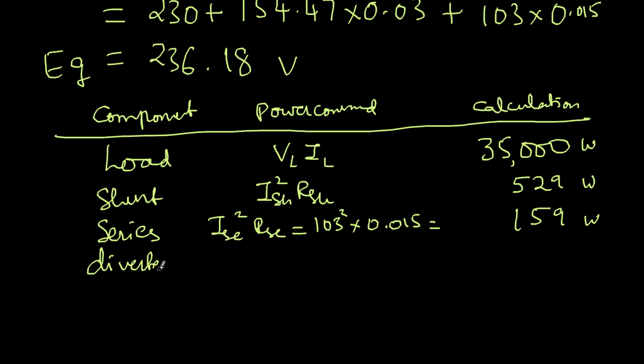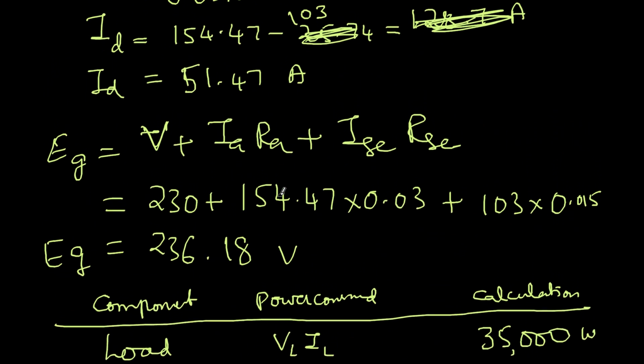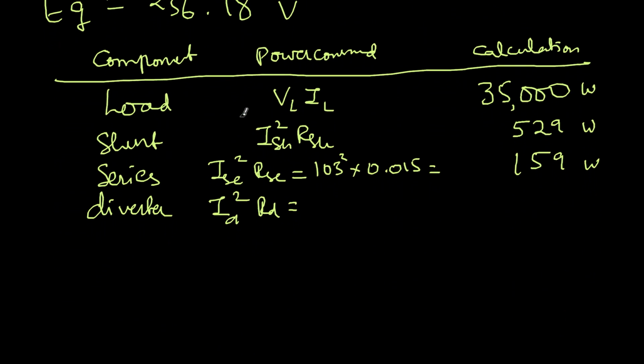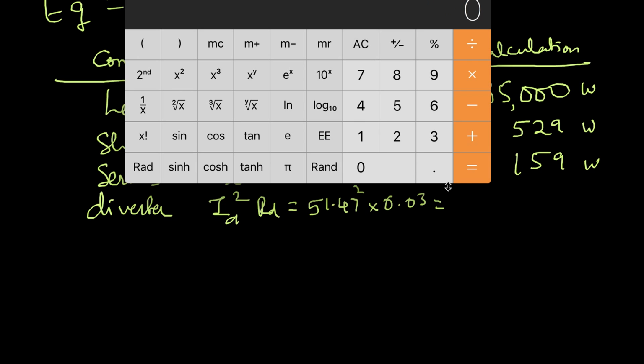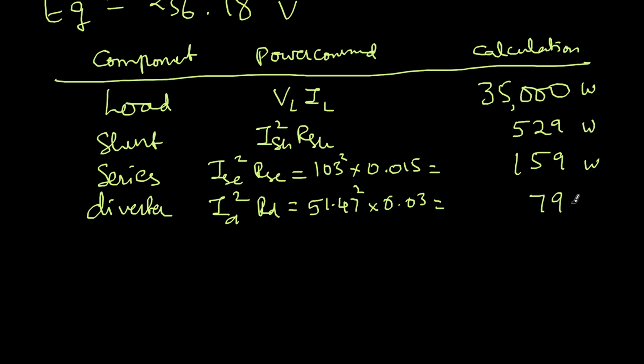Diverter is nothing but ID square RD. What is the diverter current? I can see here 51.47 amperes. 51.47 square multiplied by 0.03, which is the resistance, I remember that. So 51.47 multiplied by 51.47 multiplied by 0.03. That is 79.47. So I'll just write 79 watts, rounding off to the nearest watt.